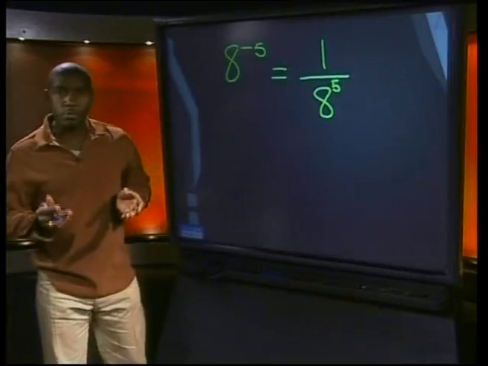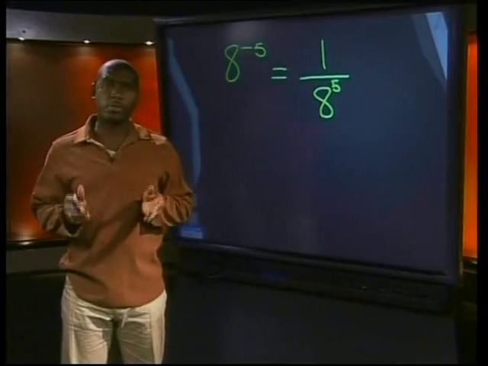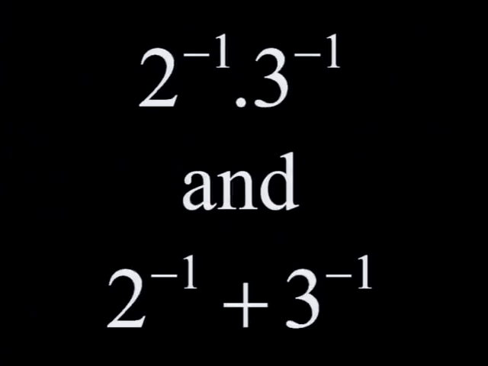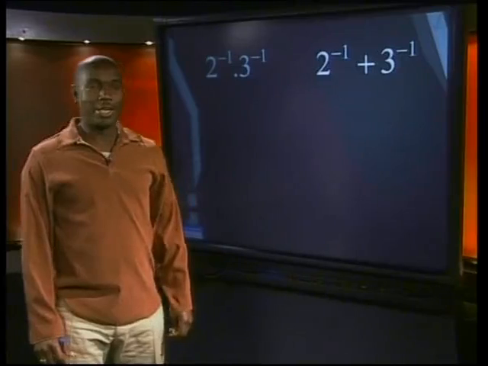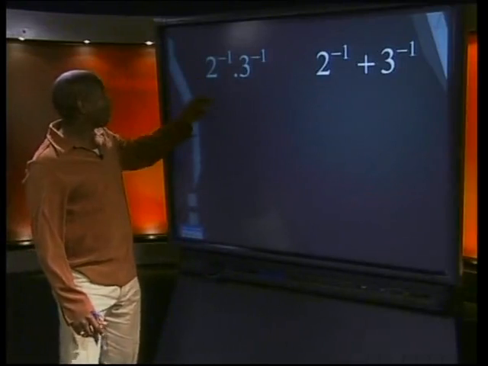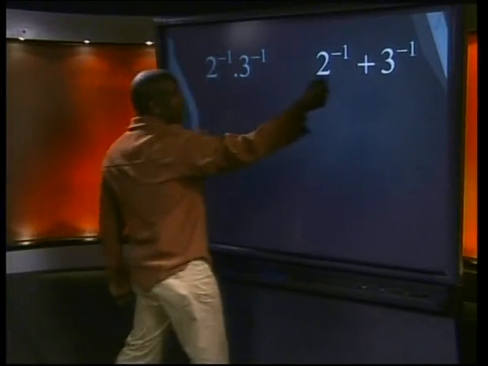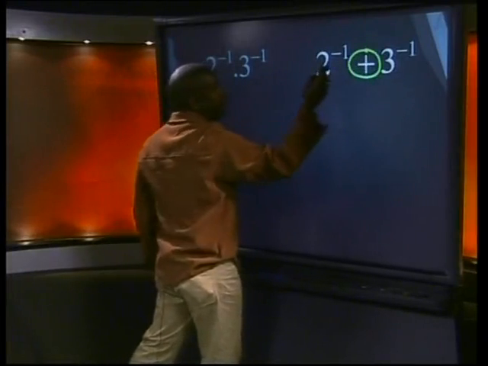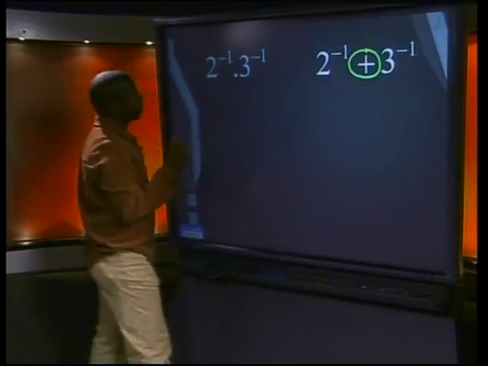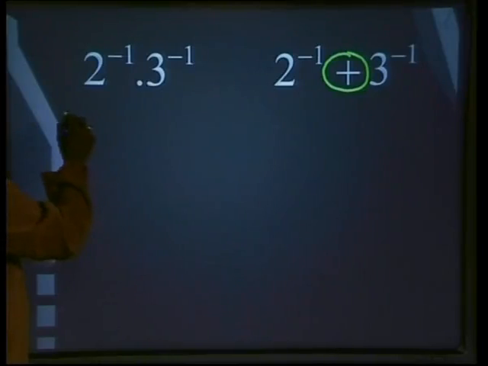Right, let's move on to some calculations with negative exponents. Is there a difference between 2 to the negative 1 multiplied by 3 to the negative 1 and 2 to the negative 1 plus 3 to the negative 1? Right, here we're multiplying powers with negative exponents, whereas here we're adding powers with negative exponents. Remember what we just learned?